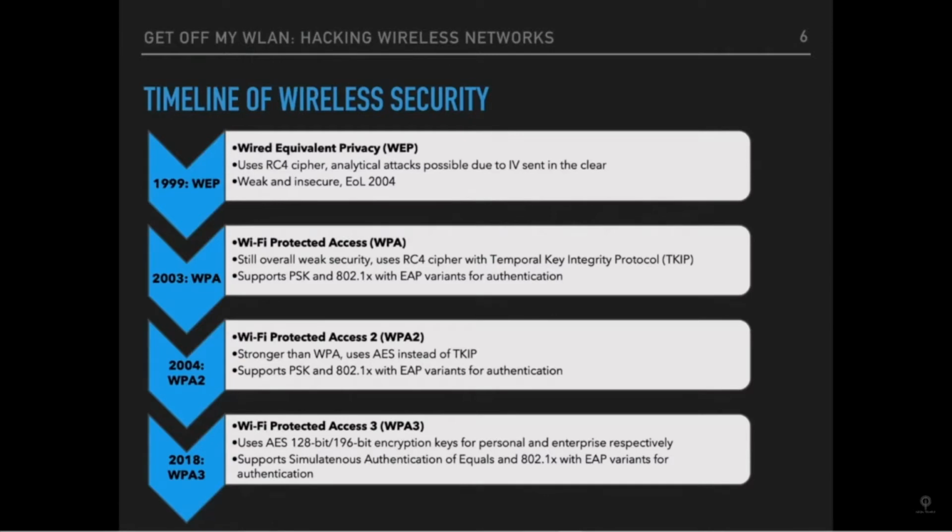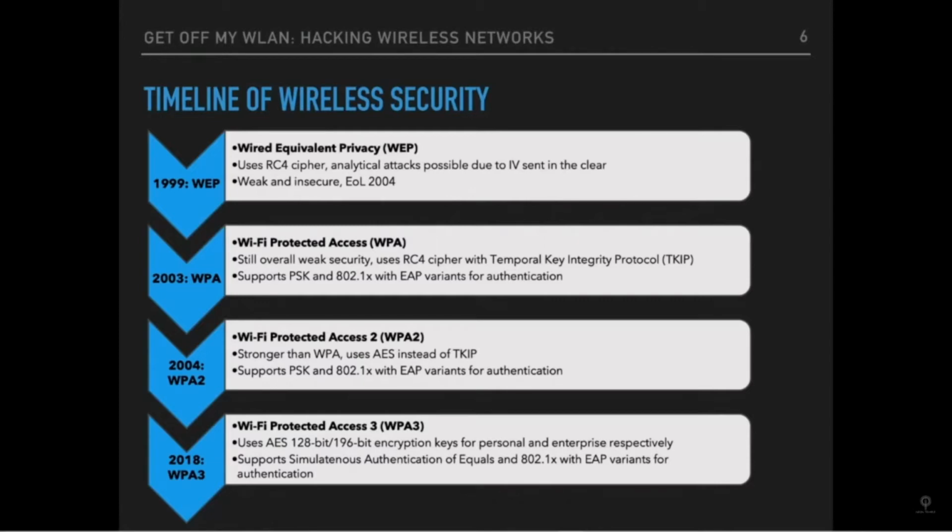This protocol uses the RC4 cipher, which we know is vulnerable to analytical attacks, and this is because the initialization vector, which is used as part of this encryption algorithm, is actually sent in the clear. So this is very weak and insecure, and hopefully not seen today in 2021. And in 2003, the first iteration of Wi-Fi Protected Access was developed, and this overall still had pretty weak security. It still used the RC4 cipher, but tried to make it a little bit better with the Temporal Key Integrity Protocol.